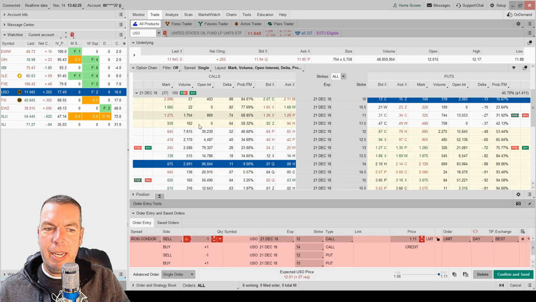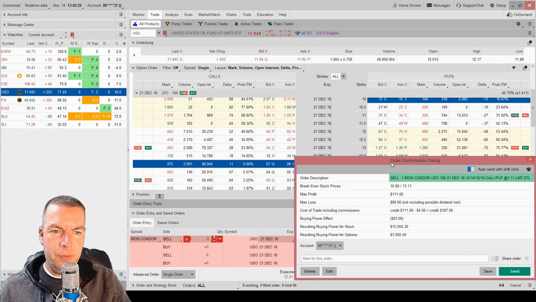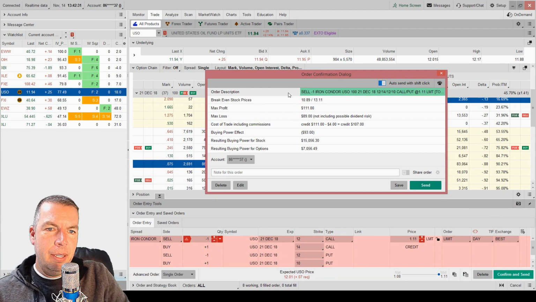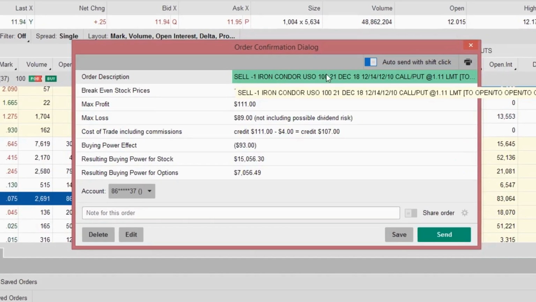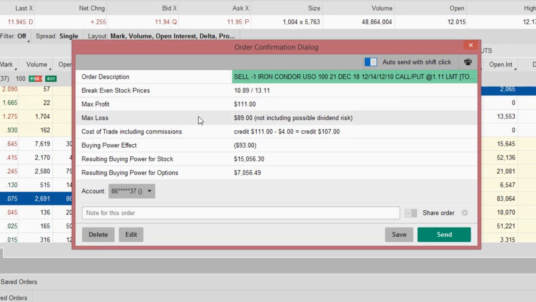And let's go ahead and place this trade. Make sure everything looks good. We'll hit confirm and send, and we're going to sell one iron condor, iron butterfly in USO for the 21 December series. The 12/14, 12/10 call put at $1.11 to open, and our max profit in this trade obviously is going to be $111.